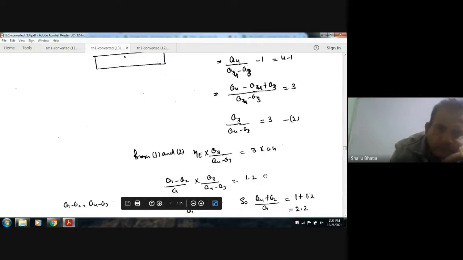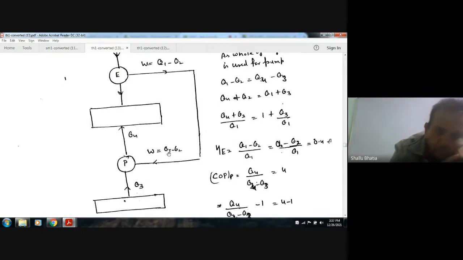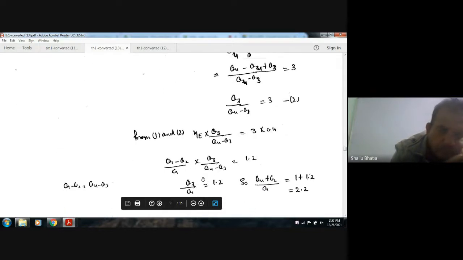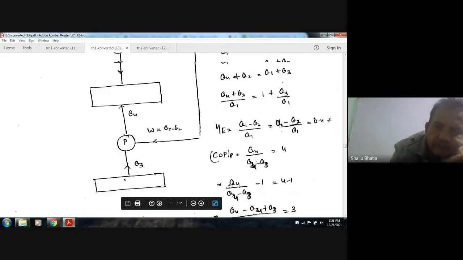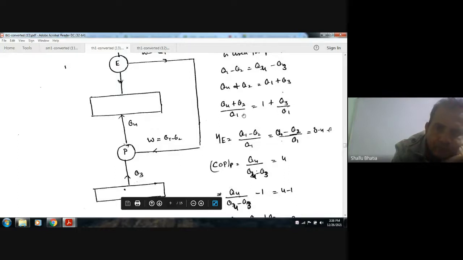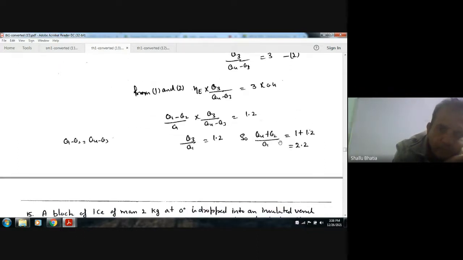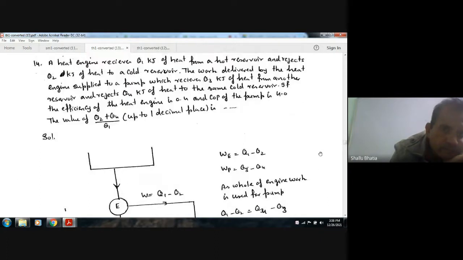Now Q1 minus Q2 is the work done by the engine, and Q4 minus Q3 was the work received by the pump. So we can cancel these out because these are equal. The only thing left is Q3 by Q1, that is 1.2. Now we have (Q4 plus Q2) by Q1 equals 1 plus Q3 by Q1, so it will be 1 plus 1.2, which is 2.2. Okay, next.